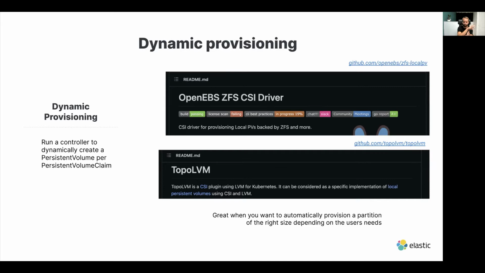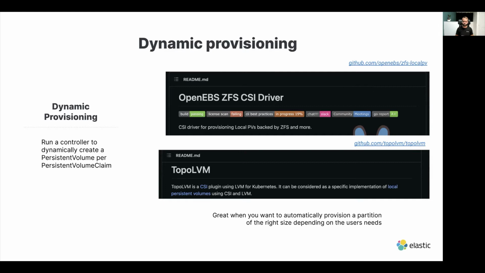And the second one is called Topo LVM. It's actually very similar in nature, except that instead of provisioning volumes based on ZFS, it's going to provision volumes based on LVM and then format those volumes as you desire. So both allow you to do kind of the same thing, right?